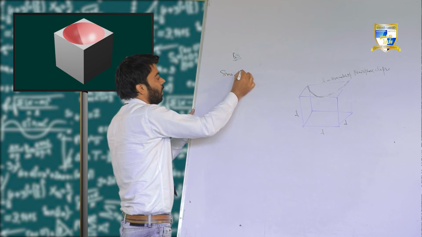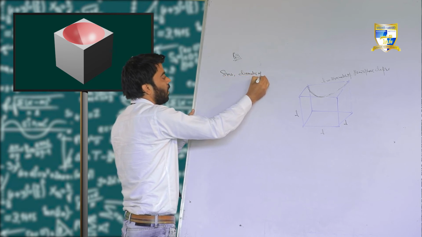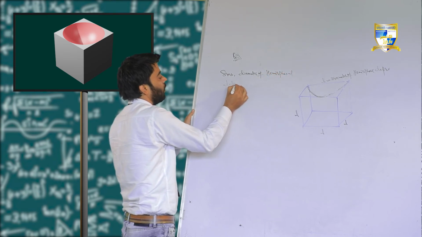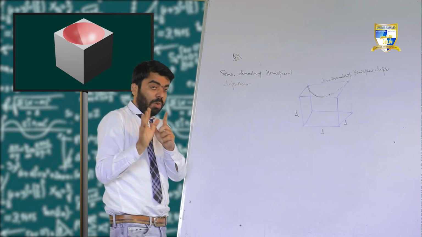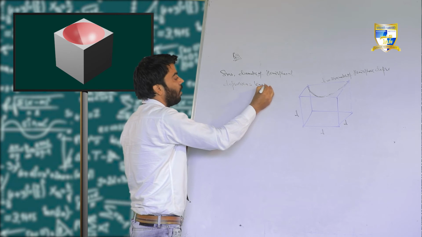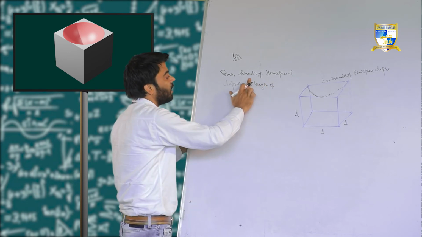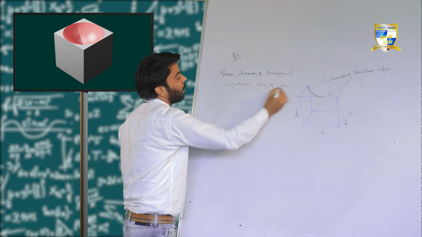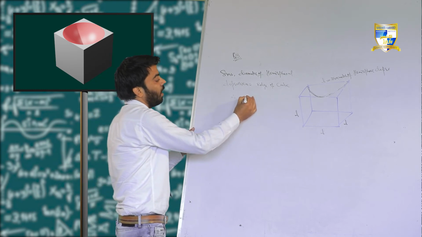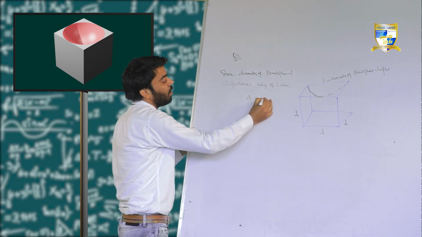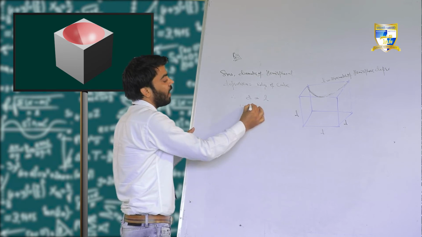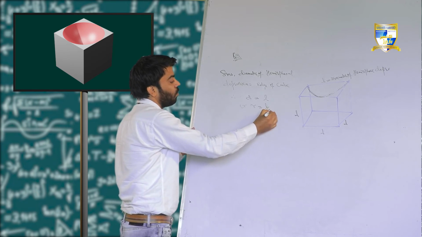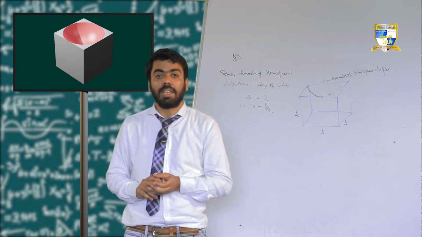Since the diameter of the hemispherical depression is equal to the length of what? Or you can say the edge of what? The cube. Therefore, D is equal to L, or I can write R is equal to L by 2.